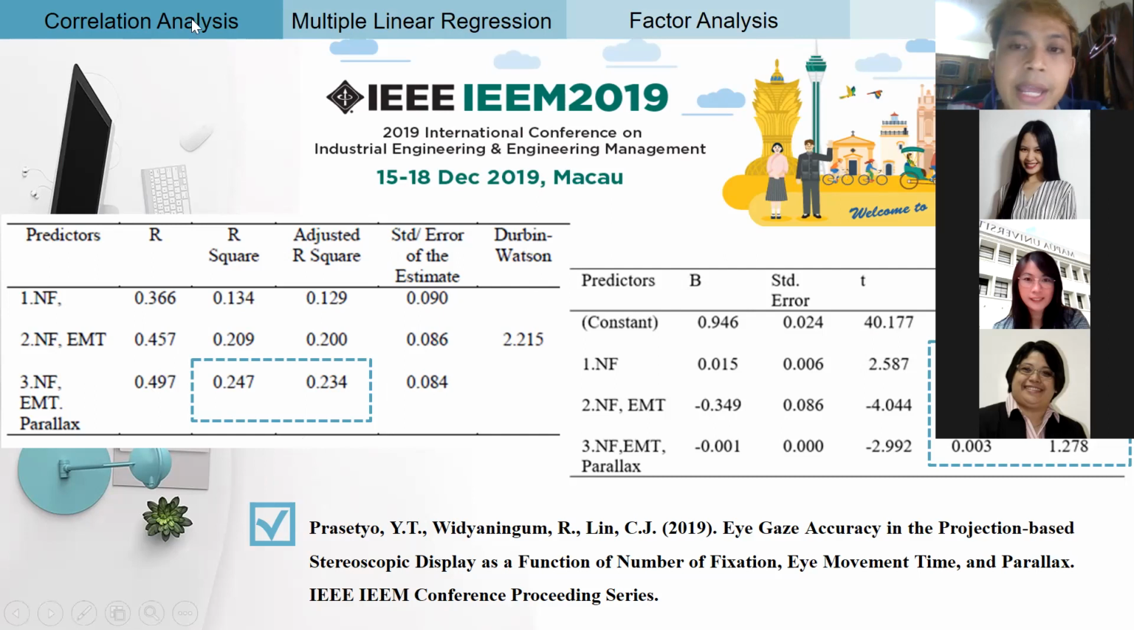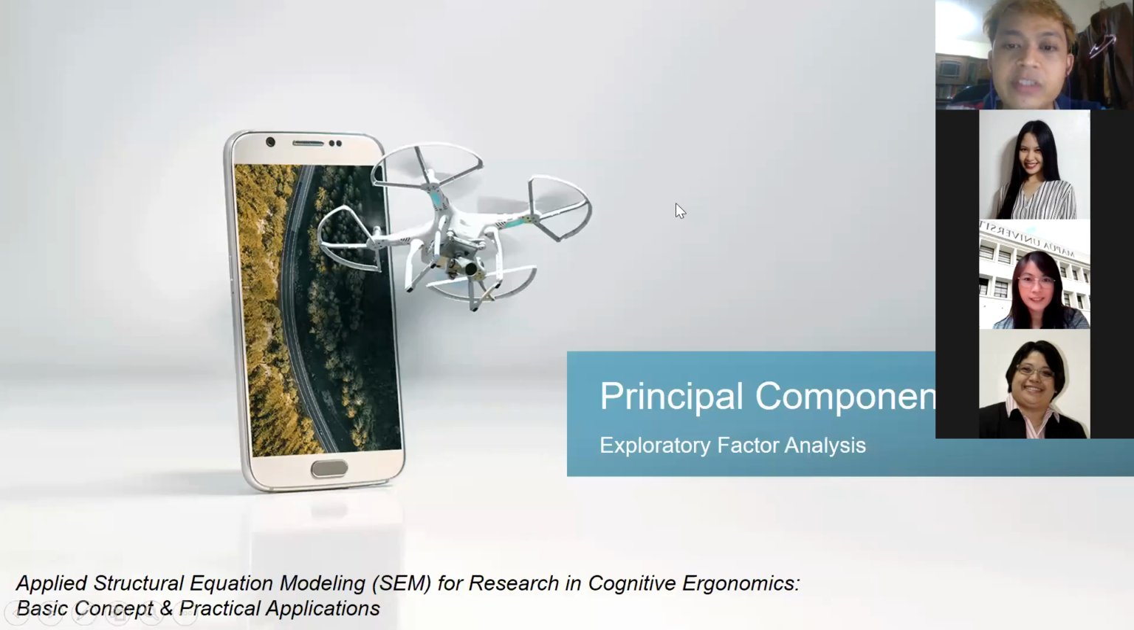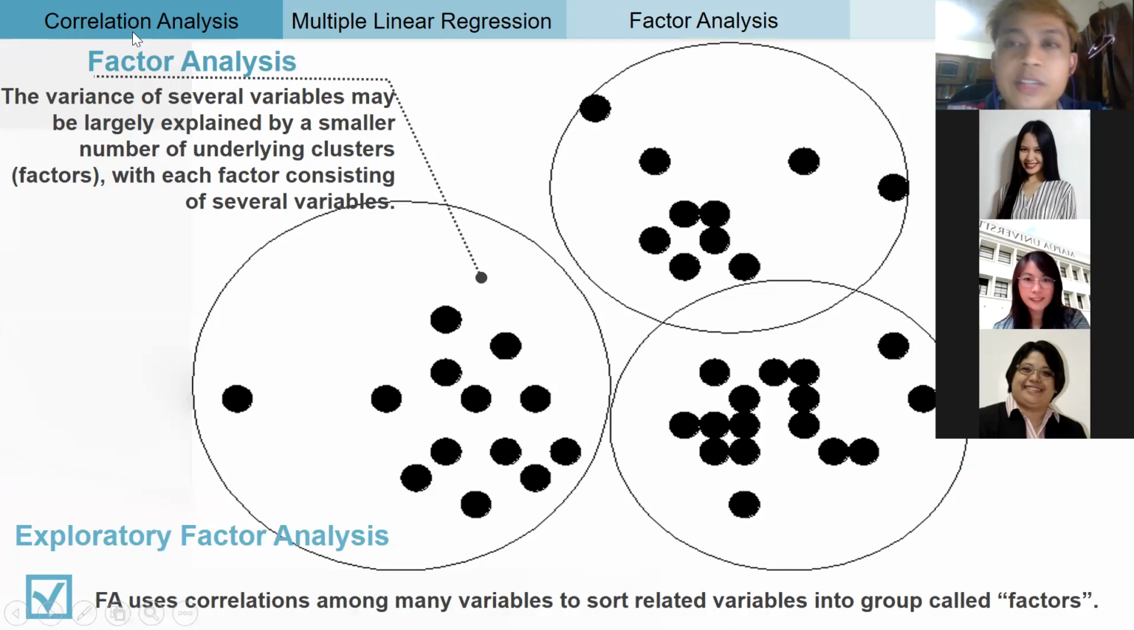Okay, and then of course we show the collinearity diagnostics and also the Durbin-Watson. Just show this one. I believe this is actually quite easy for everyone. Now I can go with this one because this is a little bit tricky.